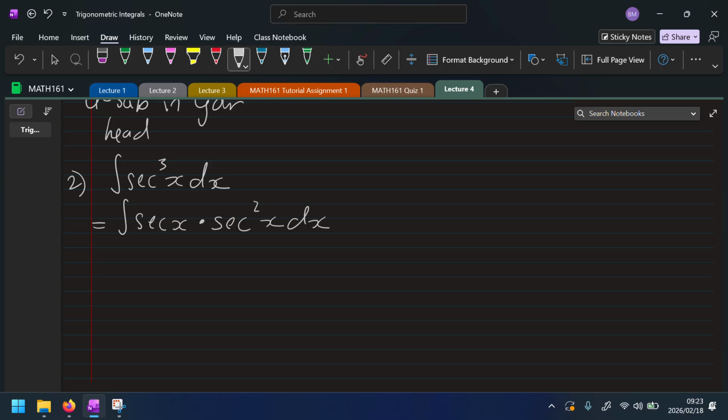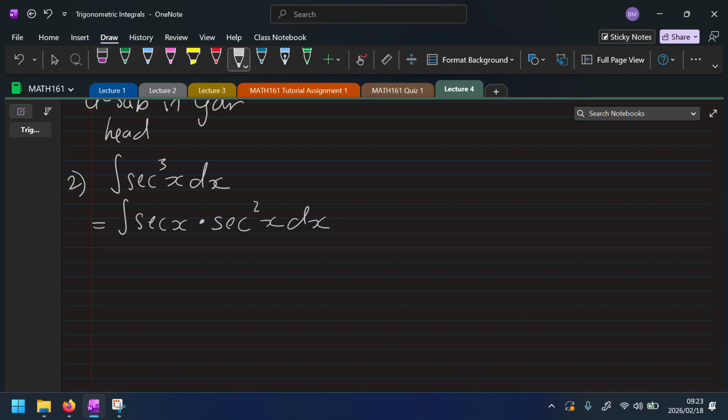Very similar to what we had before. Now, at this stage, there's a few things you can do. I'm going to show you one method. You can use other methods if you want. I'm going to do this with integration by parts. It's just one of the ways. There's many ways, but let's do it with by parts.